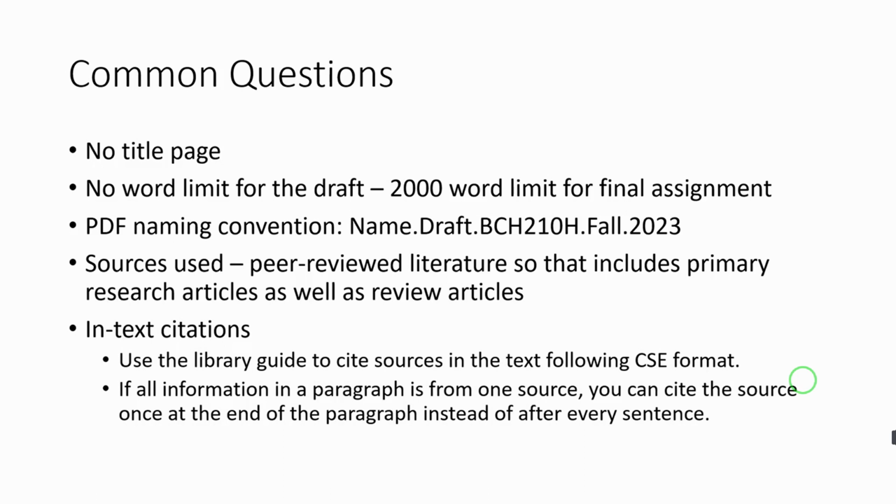And then a quick note about in-text citations. Check out the library guide on the last slide for information on how to cite your sources in the text following the CSE format. All information in a paragraph that comes from one source, you can cite that source at the end of the paragraph rather than after every single sentence. But if there's information from multiple sources in a paragraph, then you would need to cite the sources after the relevant sentences in that paragraph. This has been discussed on the discussion board for the assignment if you want to look there as well.